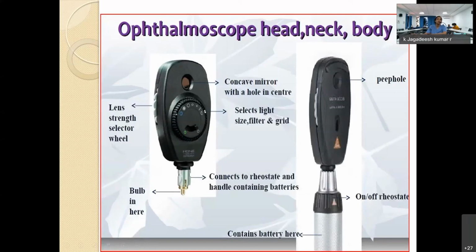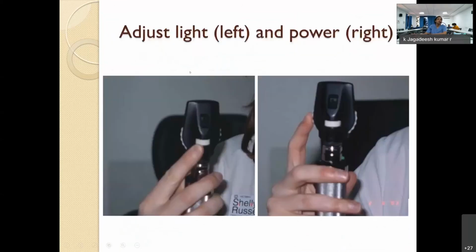You can turn this so as to select the light, the filter, the grid, and all that. So this again is to adjust the power. This is to adjust the aperture, and this is to adjust the power.